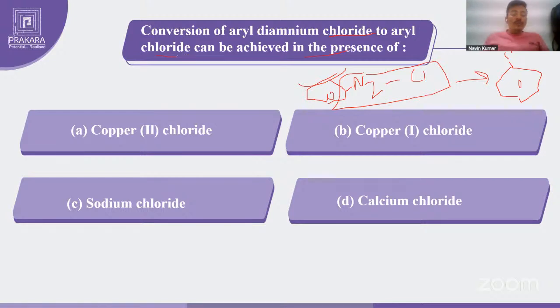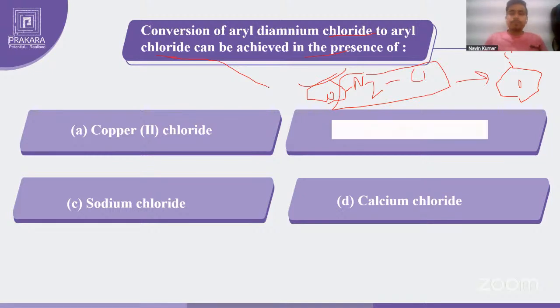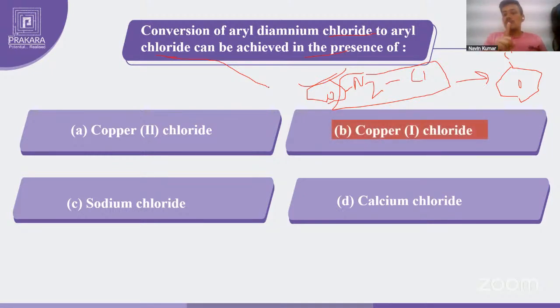So this question is related to the Sandmeyer reaction. In the Sandmeyer reaction, we can convert the aryl diazonium salt into the aryl halogen. And for this, we use copper 1 chloride. So always remember, copper 1 chloride is used in the Sandmeyer reaction. Remember the name. And the question is related to the Sandmeyer reaction.